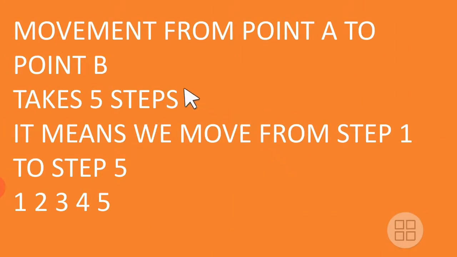Now we take an example that we have to move from point A to point B, and the process takes 5 steps. We are assuming that there is a point A and a point B, and we have to move from A to B, and we are aware that 5 steps are required for that. It simply means we move from step 1 to step 5. As simple as that. So I have written numbers here: 1, 2, 3, 4 and 5.